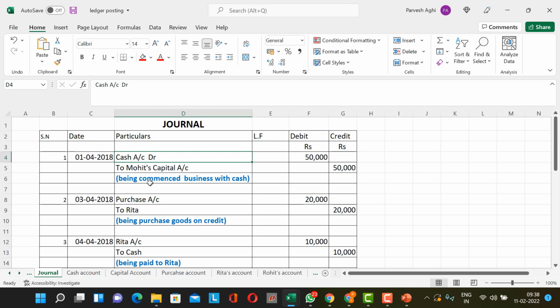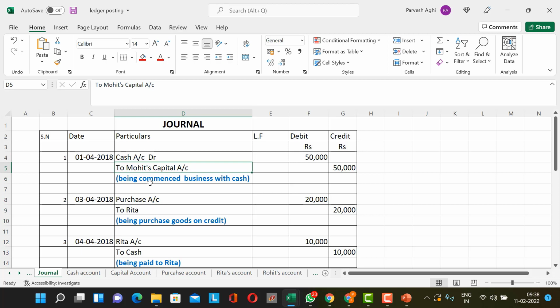So the ledger will actually give us the position of cash, how much cash has come into the business and how much cash has gone out of the business. So it gives you a total picture of all the cash transactions. So the cash ledger will give that.